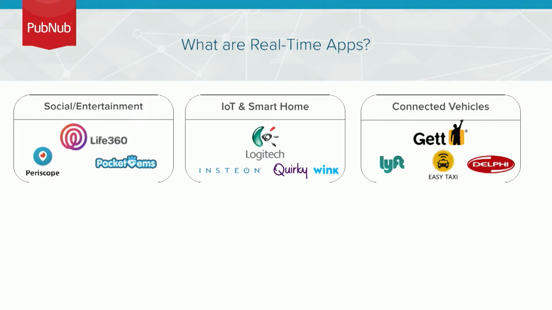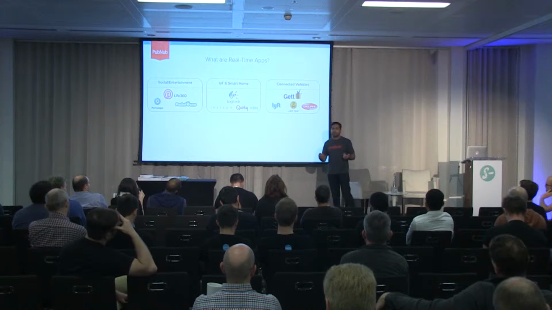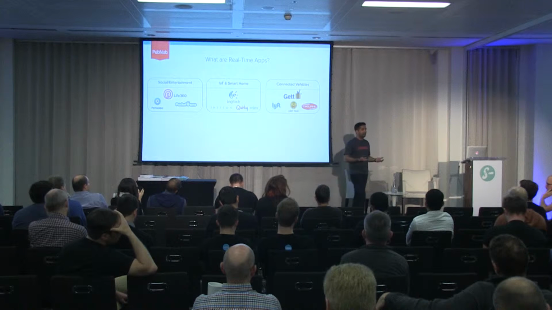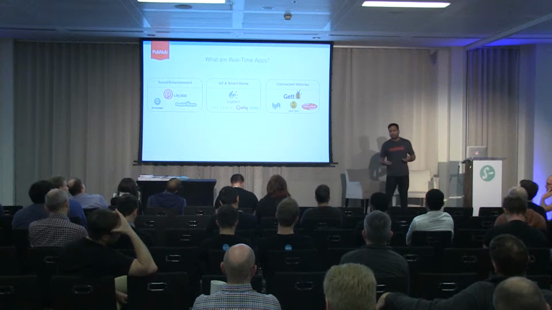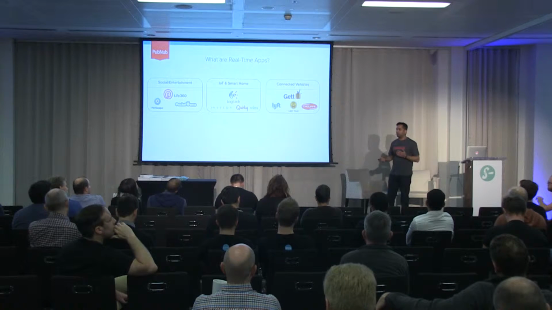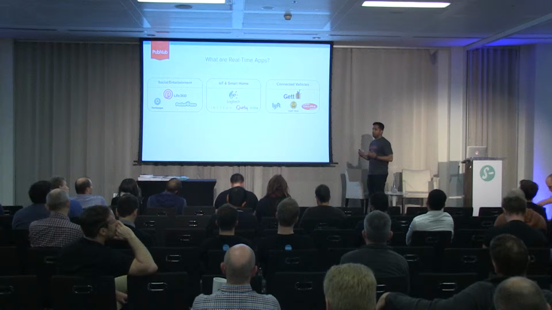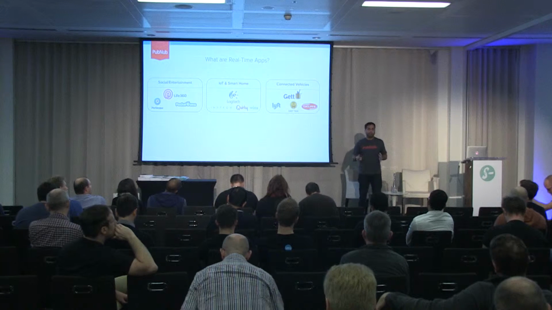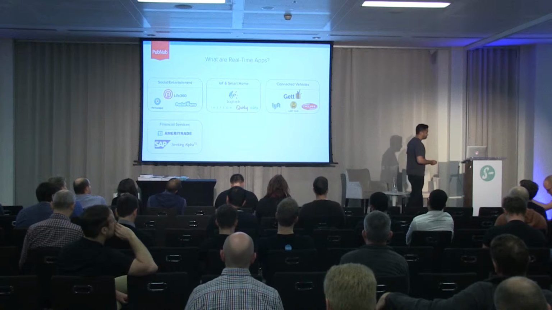In the connected vehicle space, we're all familiar with taxi dispatch: Get Taxi, Lyft, Easy Taxi. The whole idea is that I launch the app, and based on where I am, I'm seeing all the location data coming out from every driver's iPhone. So that's a lot of data. You have 20,000 drivers constantly publishing data, and you need to be able to subscribe to only the relevant data based on where you are.